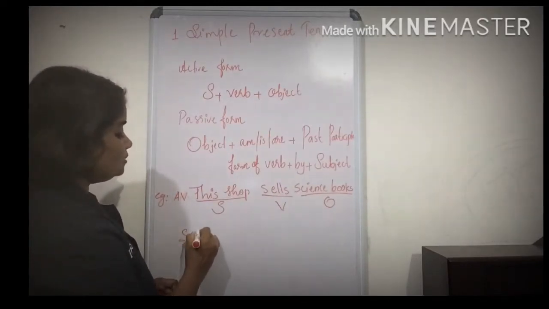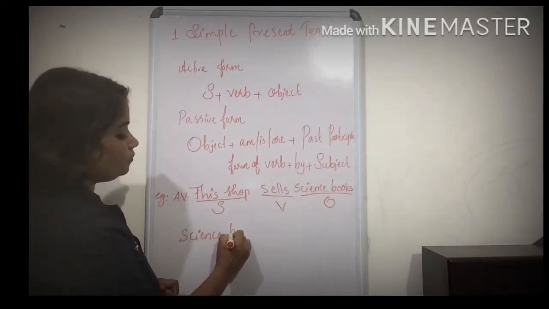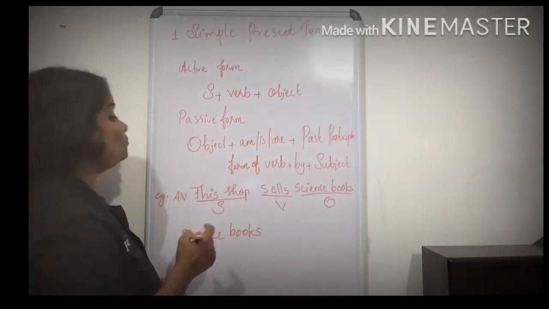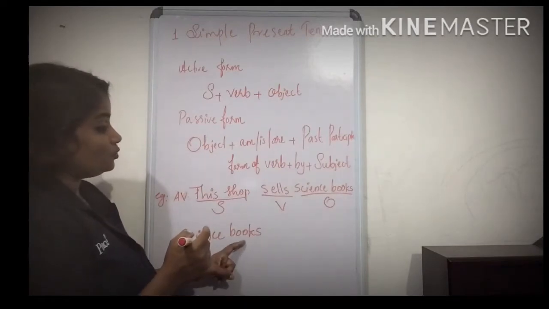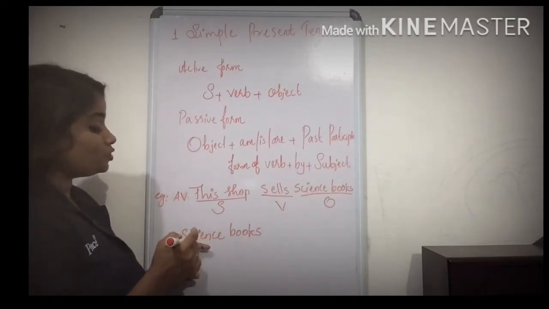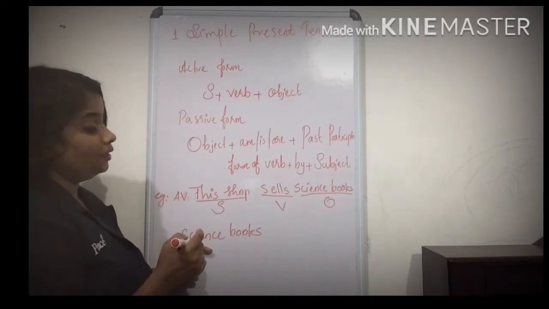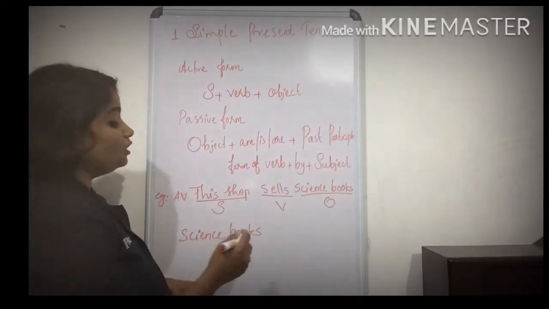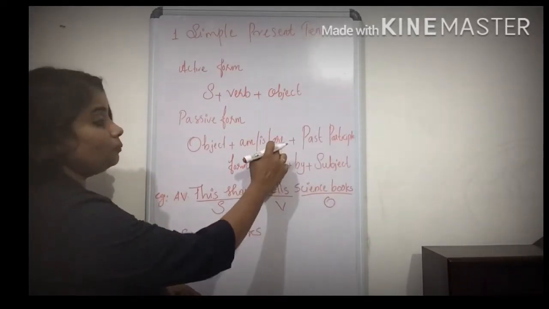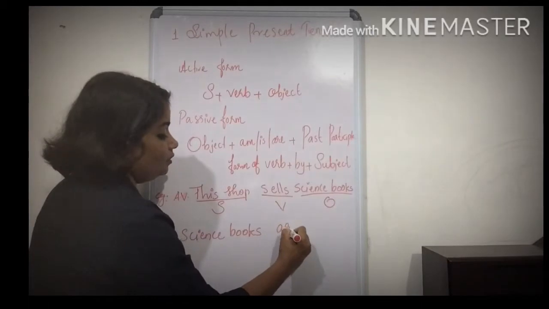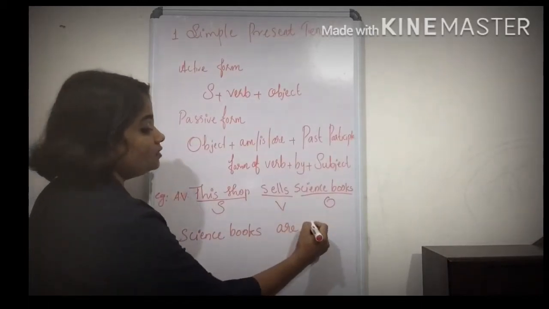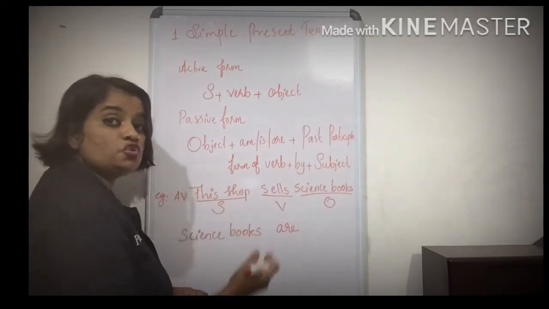So science books. Okay, next, what do you want to observe? Yes, you need to check whether the subject of the statement is singular or plural. Yes, science books, it is plural. So the plural helping verb is are. Science books are. Sell, sold, sold.